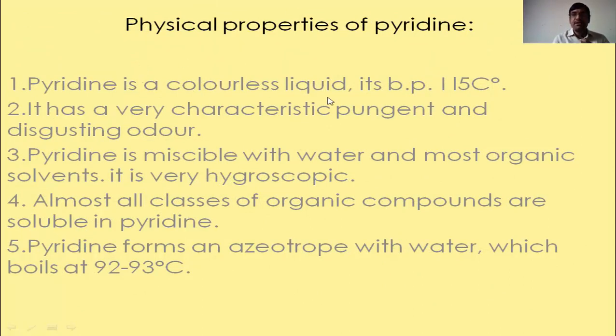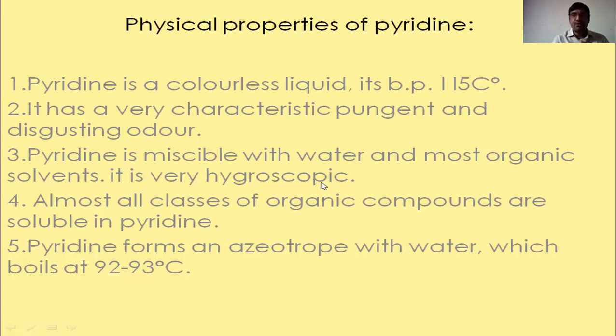The physical properties of the pyridine. Pyridine is a colorless liquid. Its boiling point is 115 degrees centigrade. It has a very characteristic pungent and disgusting odor, means we cannot smell it easily. The third physical property is that pyridine is miscible with water and most organic solvents.